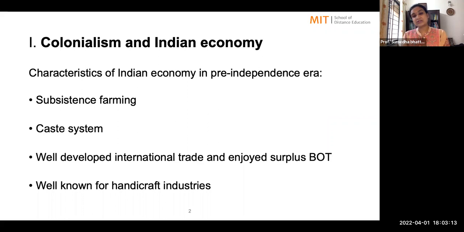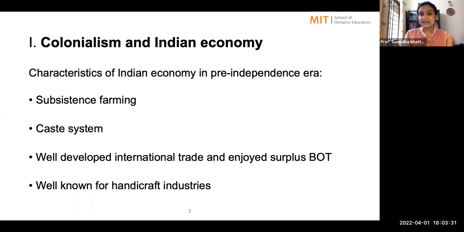At the most, there was internal trade, where they were traded with the craftsmen who were not into production of agricultural goods or food grains. So in terms of the nature of agriculture that was undertaken, it was basically of subsistence type and not commercial type.